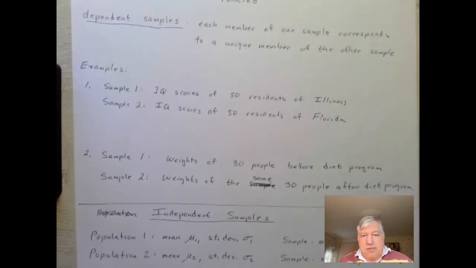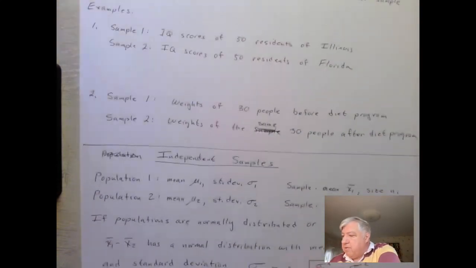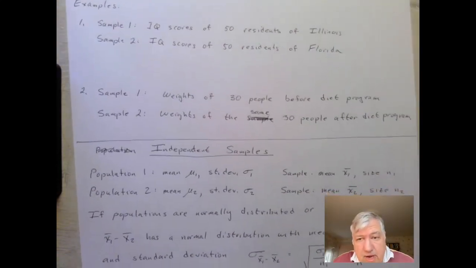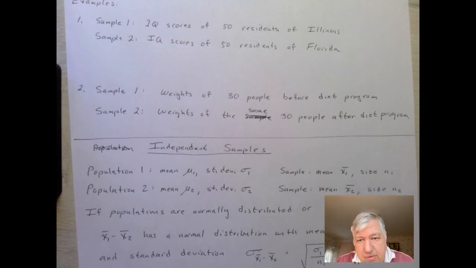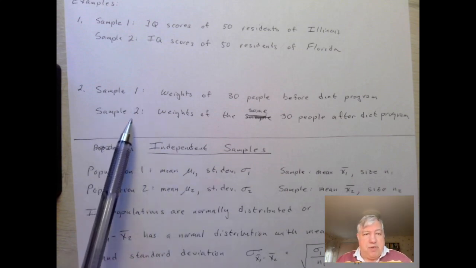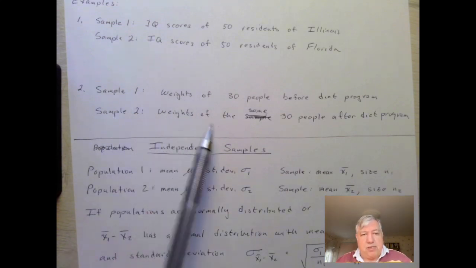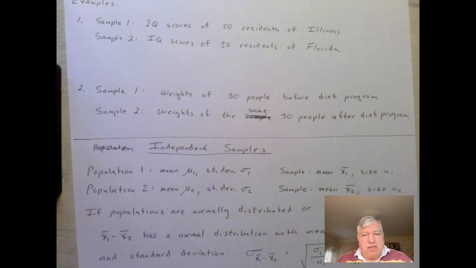However, in this next example, if we take the weights of 30 people before a diet program and the weights of the same 30 people after the diet program, then those would certainly be dependent. If we wanted to test whether that diet works, we would compare the mean of this sample and the mean of this sample, and more importantly, the differences in the weights. That's what we do when we work with dependent samples. We're actually looking at the differences of the data in the two samples.